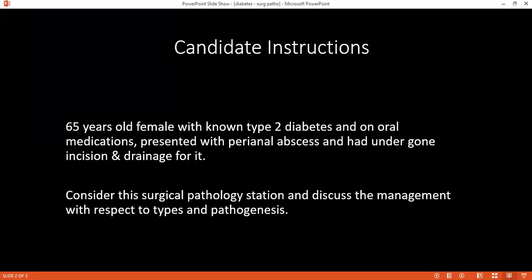Can you name a few organisms that can cause abscess formation? Staphylococcus aureus, Streptococcus pyogenes. How would you classify them? Bacterial and non-bacterial. Staphylococcus aureus and Streptococcus pyogenes are bacterial. Non-bacterial are fungal, viral, and parasitic. Parasitic, very good. Okay, can you name one test that can detect the cause of abscess? It is gram staining. Very good.